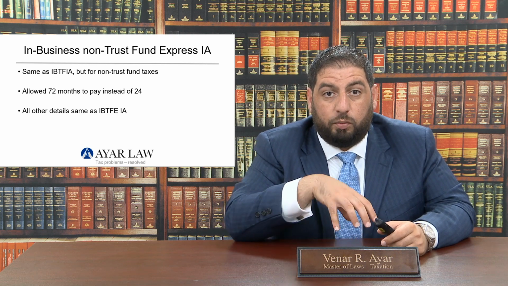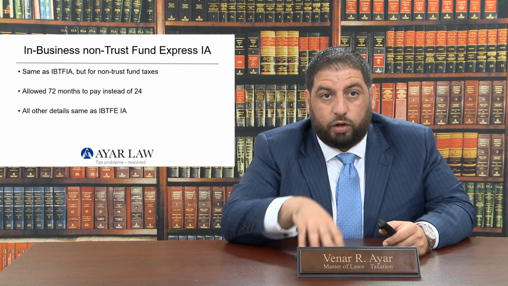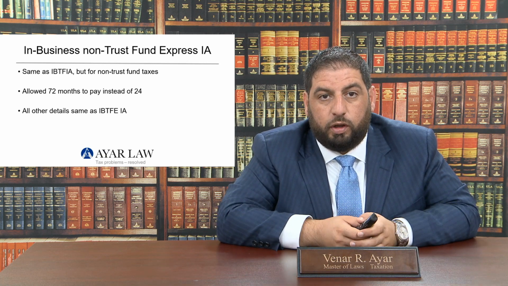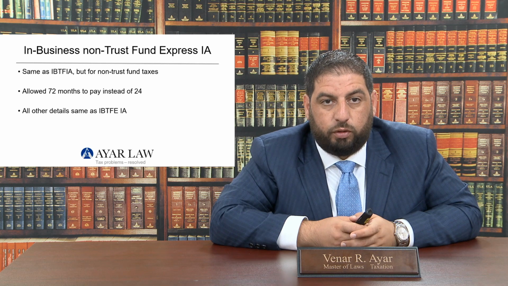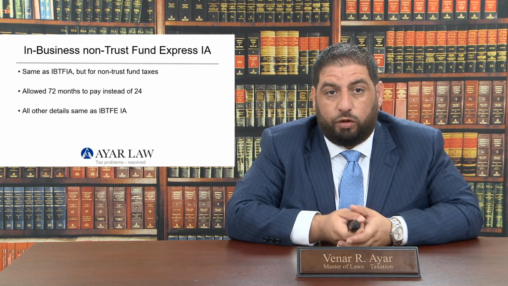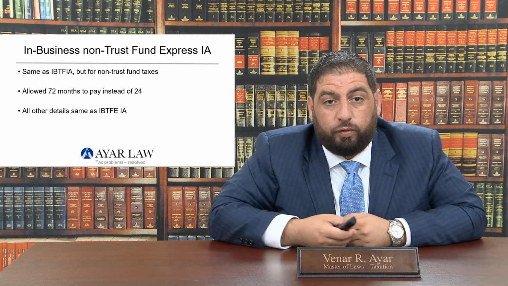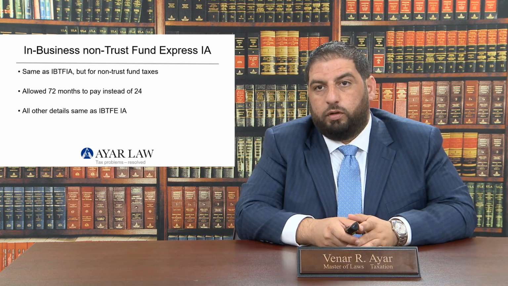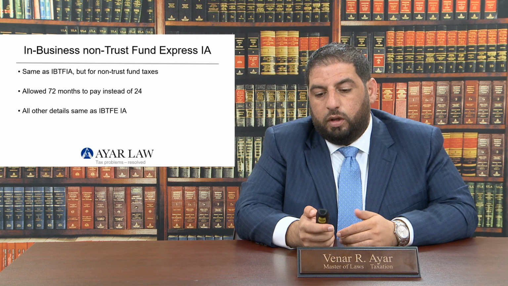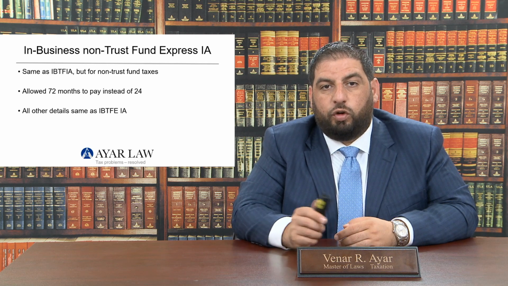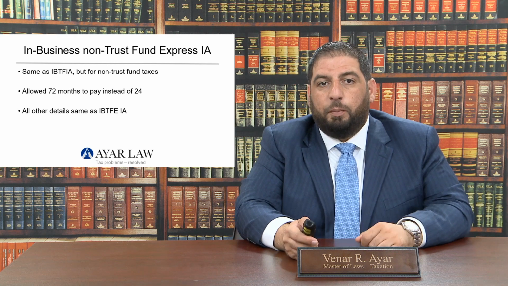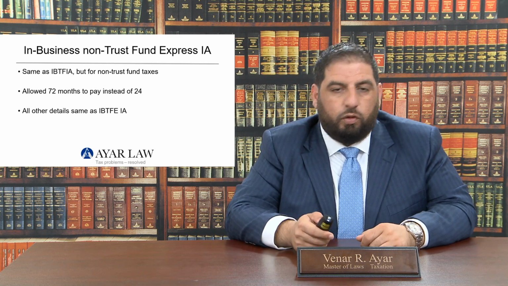That's not your money. It belongs to the IRS. You took it from somebody's pay. You have to give it to the IRS. That portion of the payroll tax is called the trust fund portion. So if you have non-trust fund balances up to $25,000, they'll give you 72 months to pay instead of 24 months. Everything else is the same as the in-business trust fund express IA: $25,000 cap, must be in filing compliance, and so on and so forth.